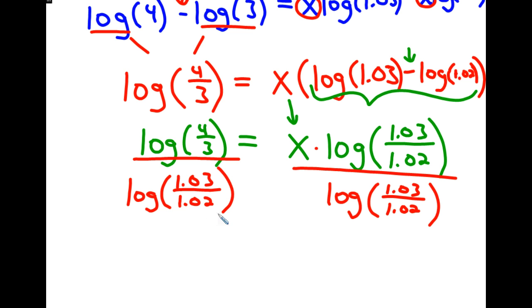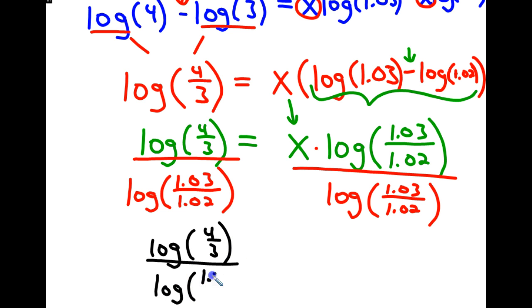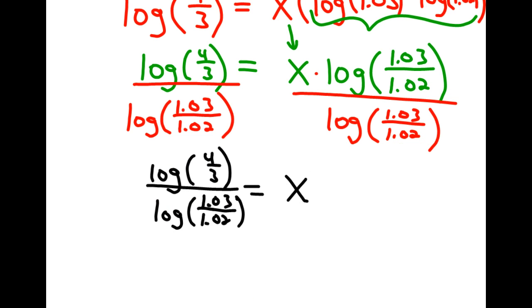All right, and so that's how we get our solution. We're going to have log base 10 of 4/3 over log base 10 of 1.03 divided by 1.02. Whoops, let's get that parentheses up here. Right, and that's what x is equal to. And that's still an exact solution, but we want the approximate solution.